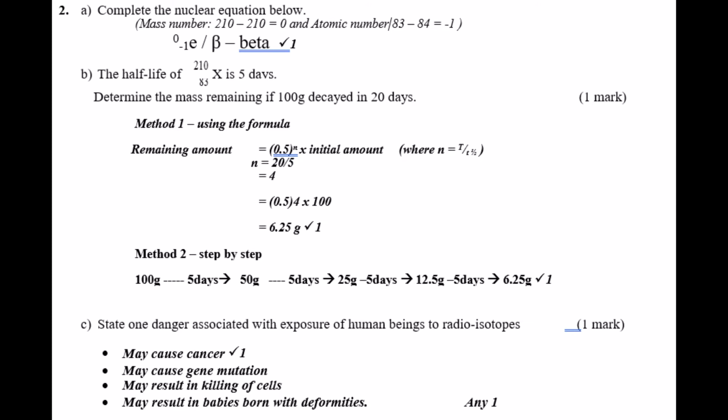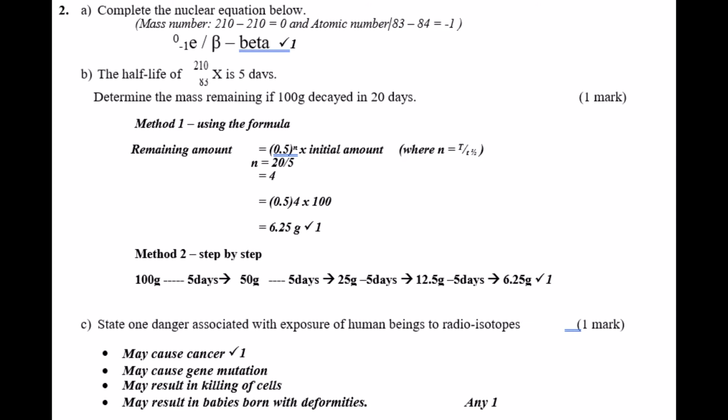Remember, you can do the step by step method. 100 grams, when it decays for 5 days, that's the half-life, becomes 50. Then the 50 undergoes decay again for 5 days and remains 25. Just like that, after the 20 days are exhausted, that is 4 half-lives, 4 times 5, the remaining amount will be 6.25 grams again.